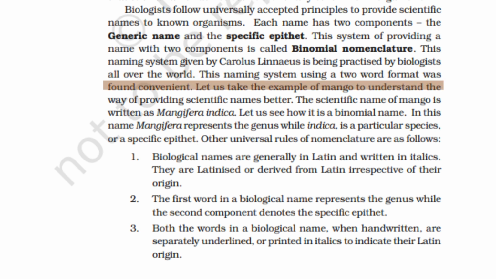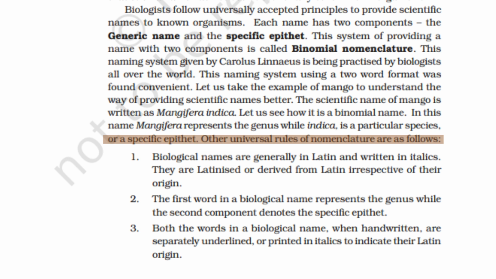Let us take the example of mango to understand the way of providing scientific names better. The scientific name of mango is written as Mangifera indica. Let us see how it is a binomial name. In this name, Mangifera represents the genus, while indica is a particular species or a specific epithet.